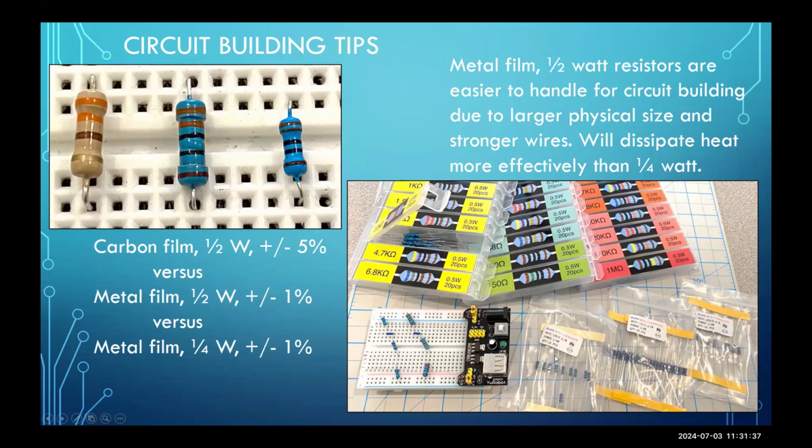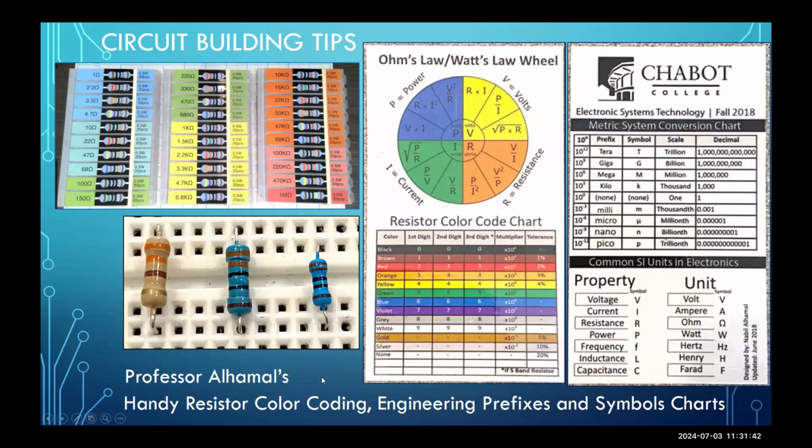So let's talk a little bit about your color coding. Here we go. My friend, Professor Nabil Al-Hamal at Chabot College, had put together these color coding, engineering prefix and symbols charts. And they're really handy. They're in the form of plastic laminated cards. And they're really, really handy as a quick reference for your color coding, as well as engineering prefixes, as well as symbols for the different electronic units, the symbols, the units, and the units for the symbols.